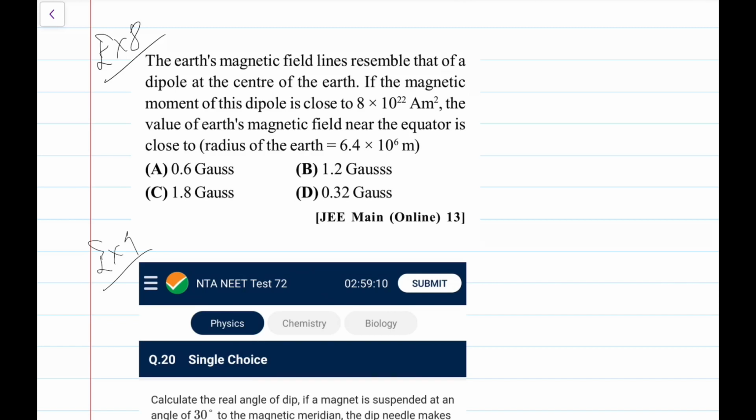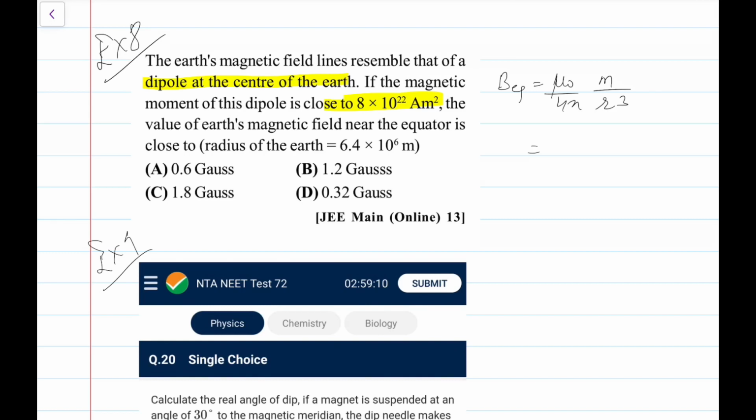The Earth's magnetic field lines resemble that of a dipole at the center of the Earth. That is the theory we have, that is the model we have. If the magnetic moment of the dipole is close to 8 into 10 to the power 22 ampere meter square, the value of the Earth's magnetic field near the equator is. So equator is the equatorial point, so the field at the equatorial point you know is, magnitude wise, mu naught upon 4 pi into m by r cube.